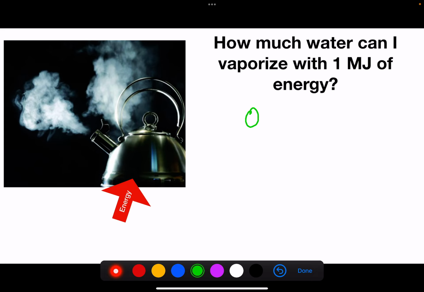So the formula this time is going to look the same as it did before, but instead of heat of fusion, we write heat of vaporization. Plug in your energy, plug in your value, solve for mass. I'm going to leave that to you.